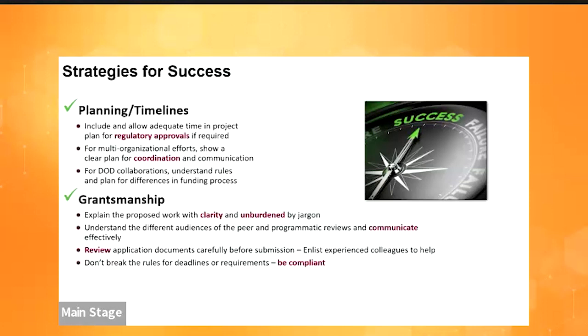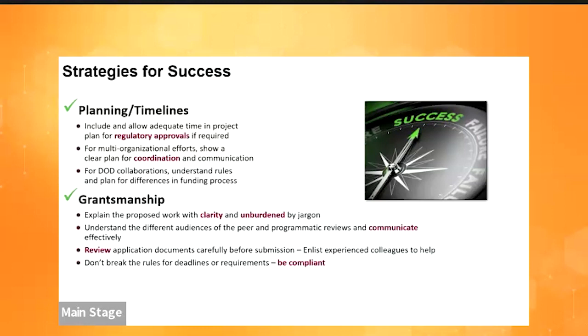So obviously, pretty much for any agency, planning is important. There are deadlines that come up. If you need regulatory approvals, you have to start early. If it's a multi-organizational effort, you have to have a clear plan for coordination and communication. And if there are DoD collaborations involved, you have to understand that sometimes there are rules from those DoD organizations that may impact this application. Grantsmanship, this is obvious stuff. Clarity, unburdened by jargon. You have to understand that there are different audiences in peer review from other organizations, and you have to communicate your ideas clearly.